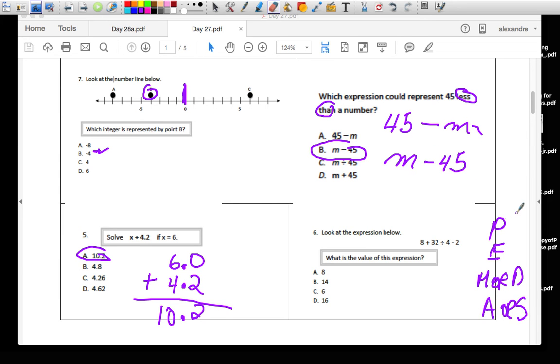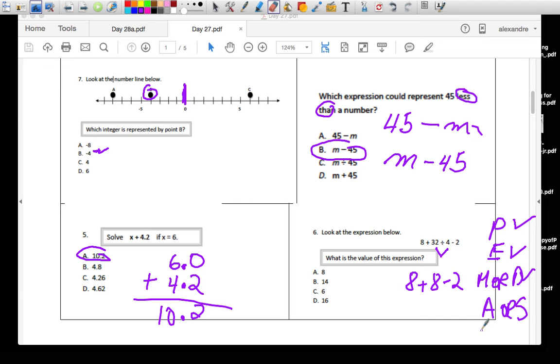So, do we have any parentheses? No. So we can move on. Do we have an exponent? No. We can move on. Do we have multiplication or division? Yes, we do. We have a division. We're going to leave that 8 alone. We're going to leave the plus sign alone. And we're going to do 32 divided by 4, which is 8. And then minus 2.